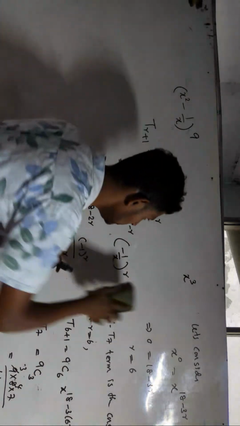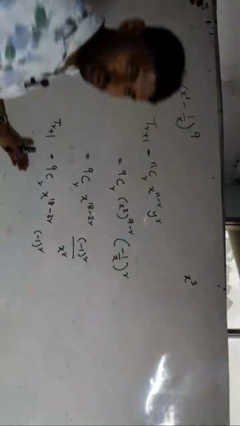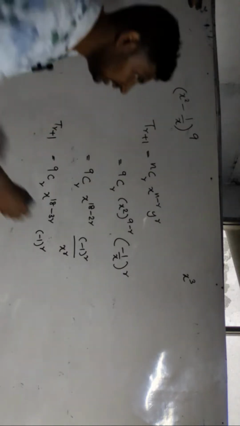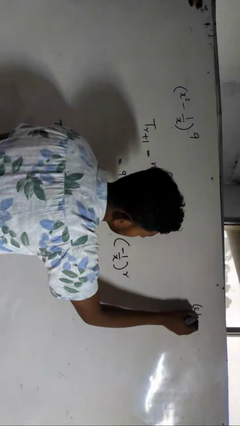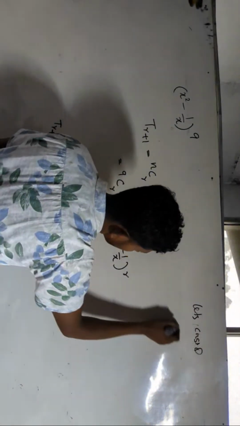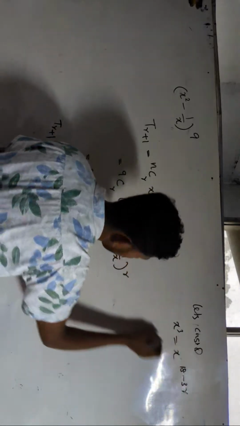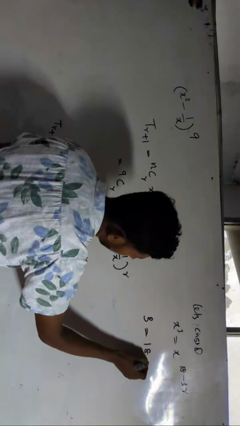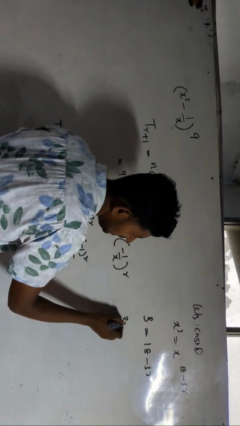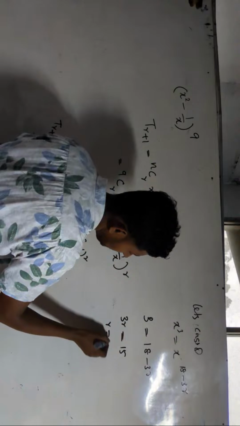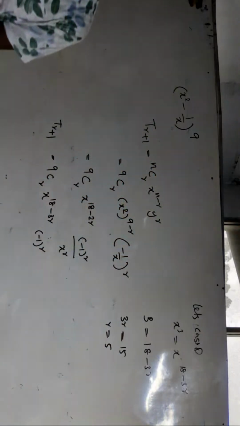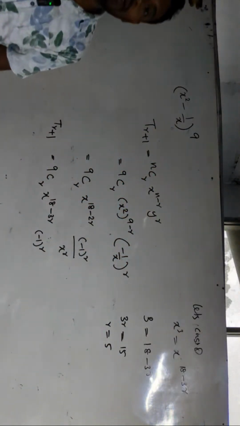So this is the way to do this again. You need to come up to this point and then end there, right? After that, I'm going to find out the relevant r value when we get this x cube value. Okay, nice. So here, let's consider x cube is equal to x to the power 18 minus 3r. So 3 is equal to 18 minus 3r. That means 3r is equal to 15. r is equal to just 5. r equals 5 means what is the relevant term?